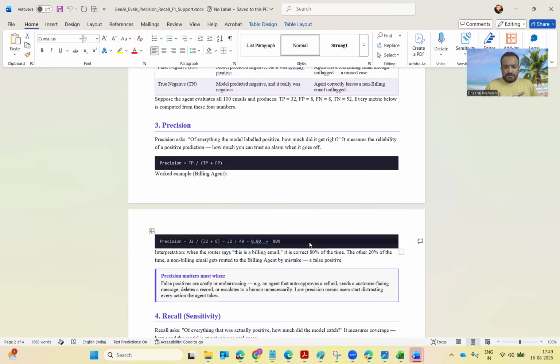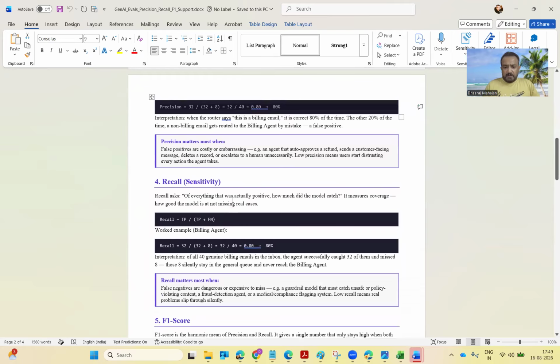But this is not the only factor we have to consider. We have to take another factor, recall. Of everything that was actually positive, how much did the model catch? This gives the coverage, how good the model is at not missing the real cases. Here again the formula: recall equals true positive divided by true positive plus false negative. So we get an 80% score. I will show you a demo also so that you can understand how this works. Yesterday, I created some AI agents using the ADK graph too. I will take that example and let you know whether the particular agent is good to go for production or not.